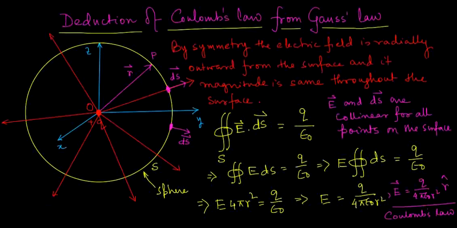We'll do the vice versa case, that means we'll deduce Gauss law from Coulomb's law. Now we shall deduce Gauss law from Coulomb's law. So let's go to the next frame. Deduction of Gauss law from Coulomb's law.